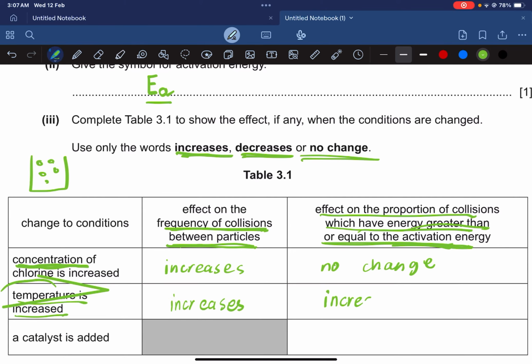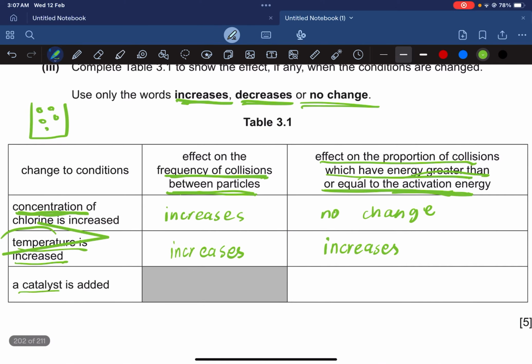It also increases. Okay, a catalyst is added. The effect of a catalyst is that it lowers the activation energy, Ea. So when the activation energy is lowered, the proportion of collisions which have energy greater than or equal to the activation energy will increase.